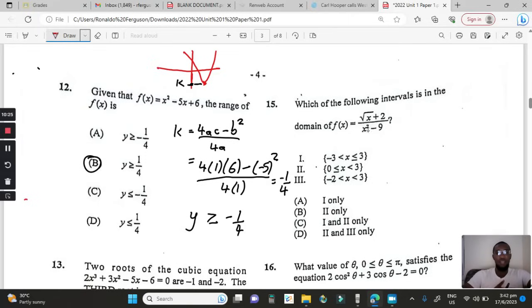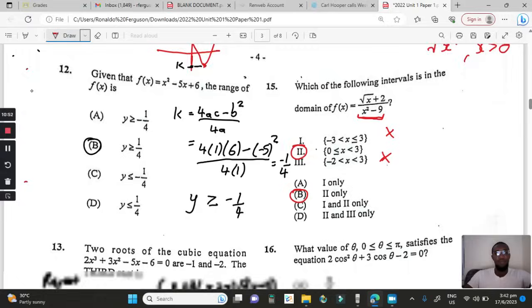We can't square root a negative number. Remember, anytime you see square root x, x has to be bigger than 0. So automatically A out. Automatically 3 out. Only one possibility, 2. Once it's a square root, alright? And then, of course, we need to talk about the discontinuity in the denominator, but 2 is all you really need to know.